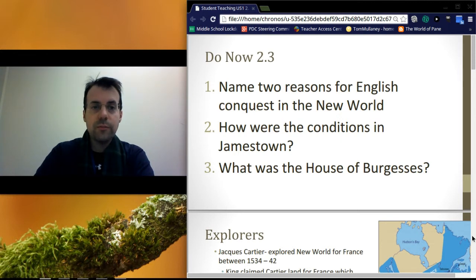Conditions in Jamestown were very, very poor. Things started off very, very bad. It was like a swamp. There was malaria. The colonists who settled there did not want to do the hard work that was needed. And the House of Burgesses, a little seed in the garden of American democracy, is a representative body that was the local government for the colony of Virginia.